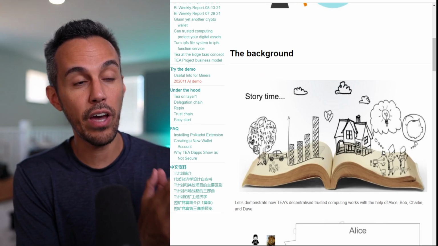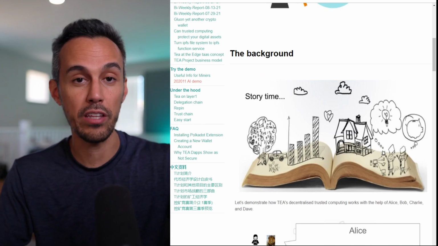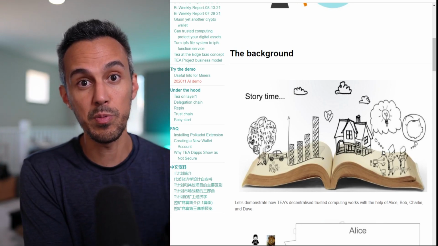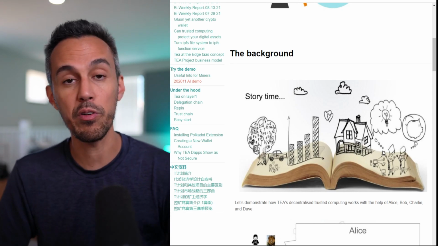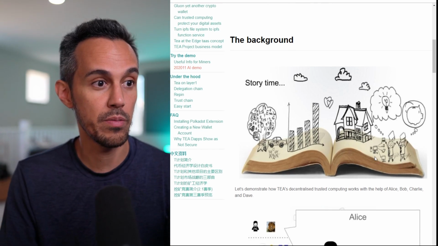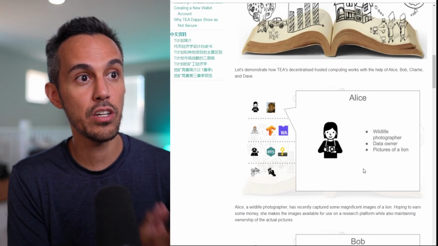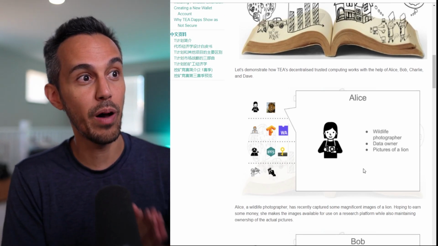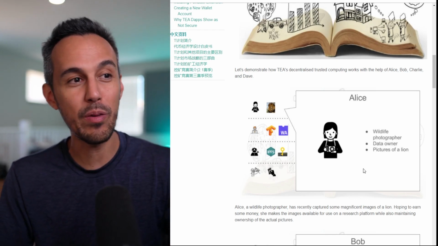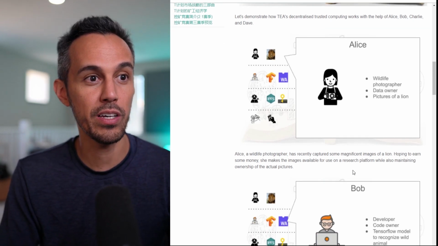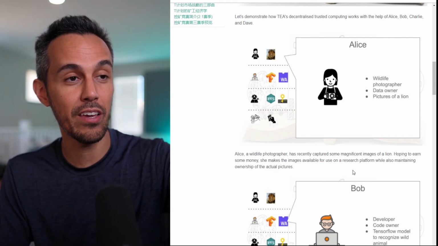I do like the fact that they do this background story, where they're looking at some specific types of users and how they would be involved in the T ecosystem. Again, they say, let's demonstrate how T's decentralized trusted computing works with the help of Alice, Bob, Charlie, and Dave. These are made up people, but it shows how they would be involved in this process. I'm not going to go over all of this, but I think they've done a good job.